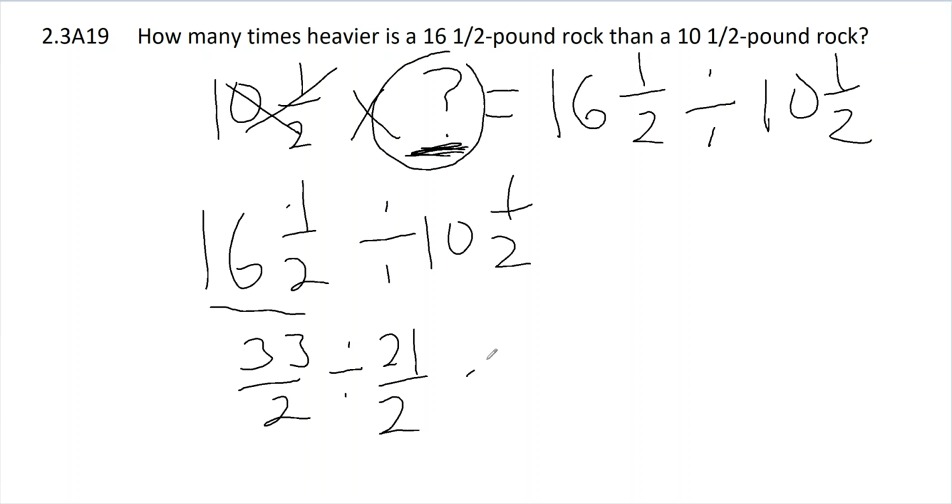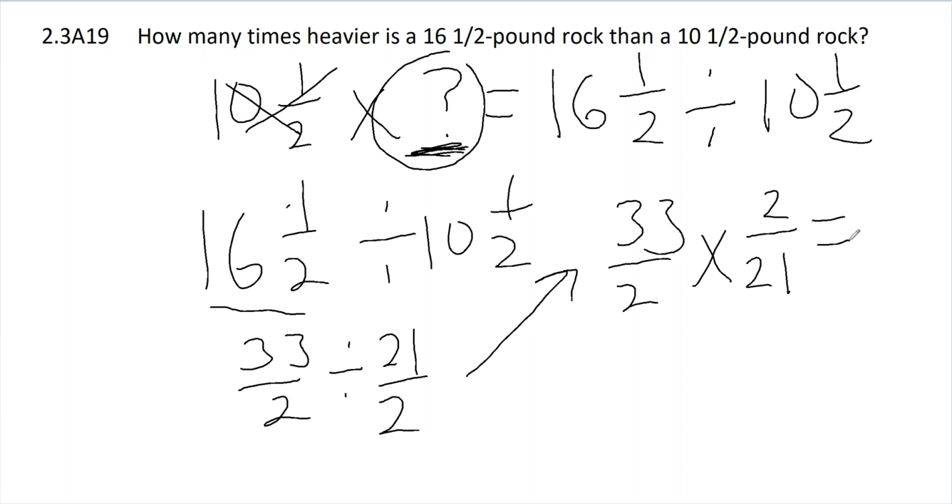And now hopefully we realize that we can't divide fractions. We have to multiply by its inverse. So we're going to flip the second fraction around, make it a reciprocal. Look for places now to simplify before we multiply. And another sneaky one is that we know that 3 will go into 21 and 3 will also go into 33. So 3 goes into 33 11 times, 3 goes into 21 7 times.